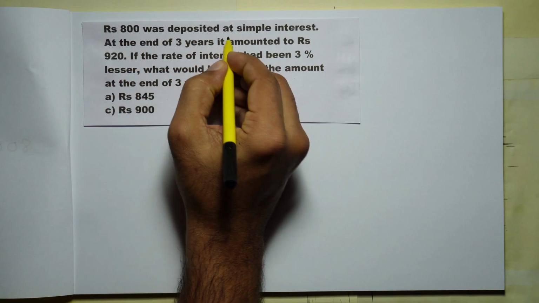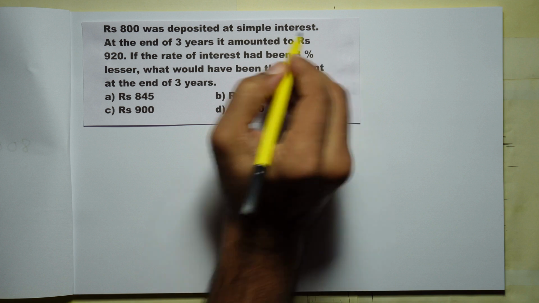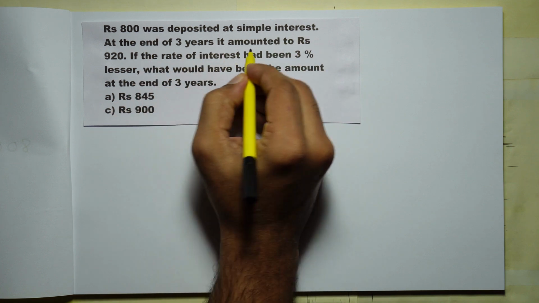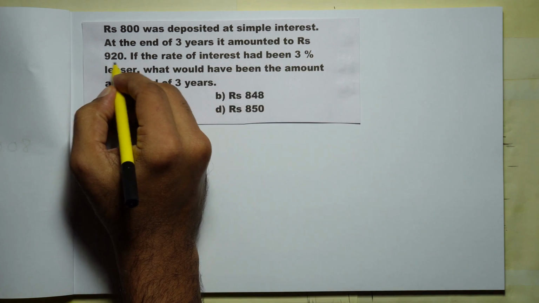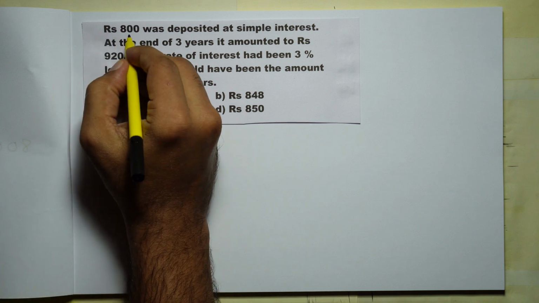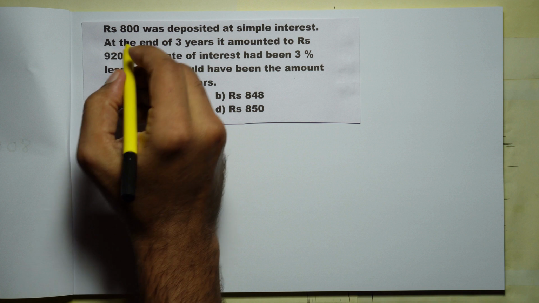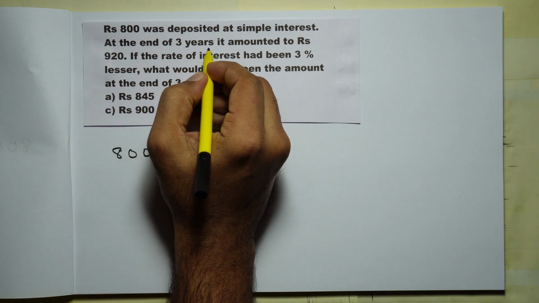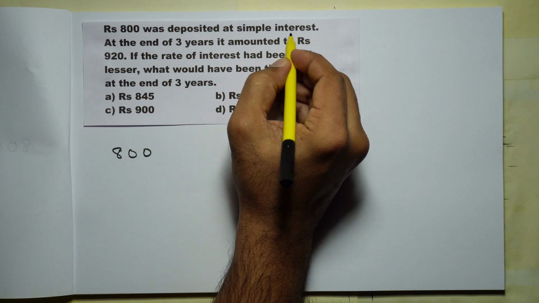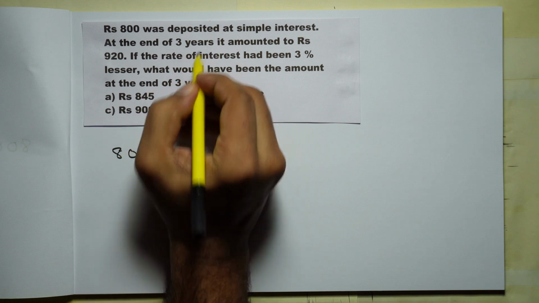Rupees 800 was deposited at simple interest. At the end of 3 years, it amounted to rupees 920. So the sum that was deposited was rupees 800. Now it was deposited for 3 years. So let us calculate the interest that you will be getting for 3 years.